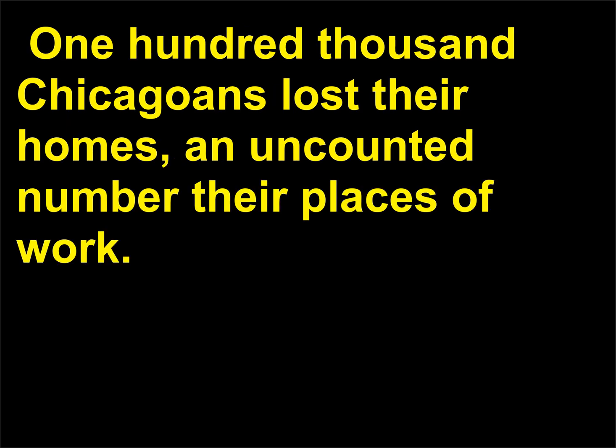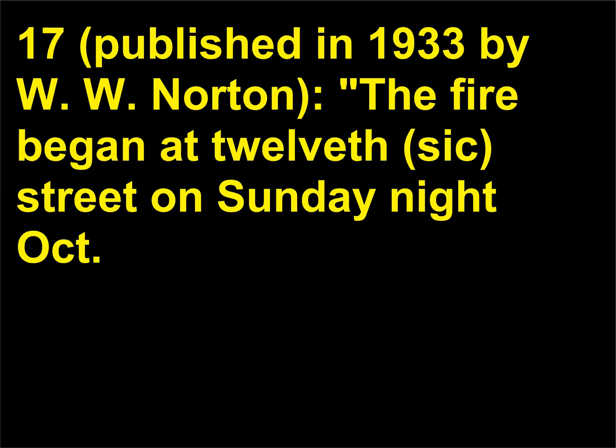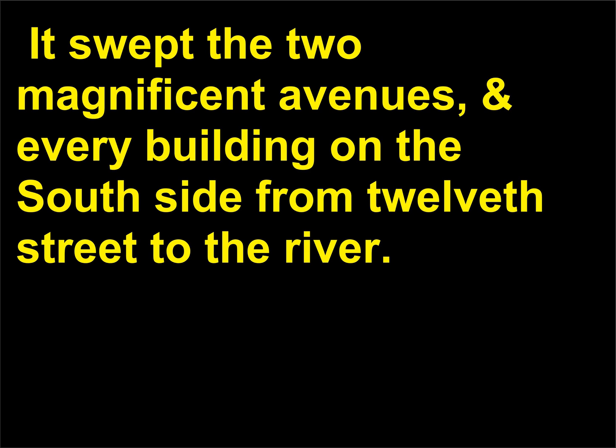100,000 Chicagoans lost their homes, an uncounted number their places of work. Chicago resident Julia Newberry described the aftermath in her diary in an entry dated October 17, published in 1933 by W. W. Norton. The fire began at 12th Street on Sunday night, October. It swept the two magnificent avenues, and every building on the south side from 12th Street to the river.